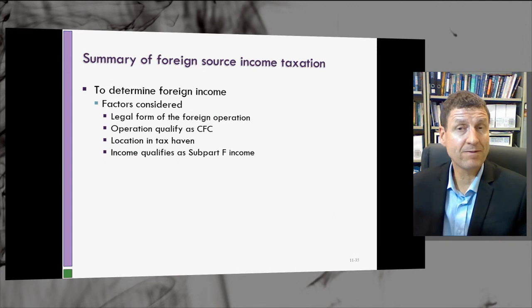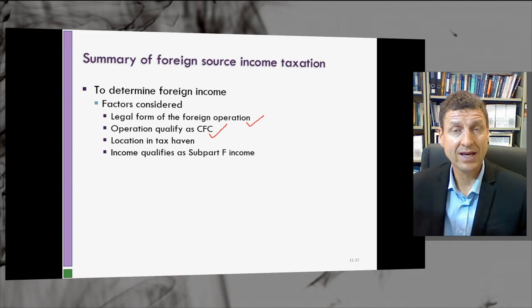So, a summary of foreign source income taxation. There are factors to be considered. The legal form of the foreign operation: is it a subsidiary? Is it a branch? Whether the operation qualifies as a foreign controlled corporation. Normally, if it's manufacturing, that's less likely to be qualified as a foreign controlled corporation. It doesn't look like you have set it up to deliberately avoid tax, to deliberately funnel income away from your parent company's operations in the US.